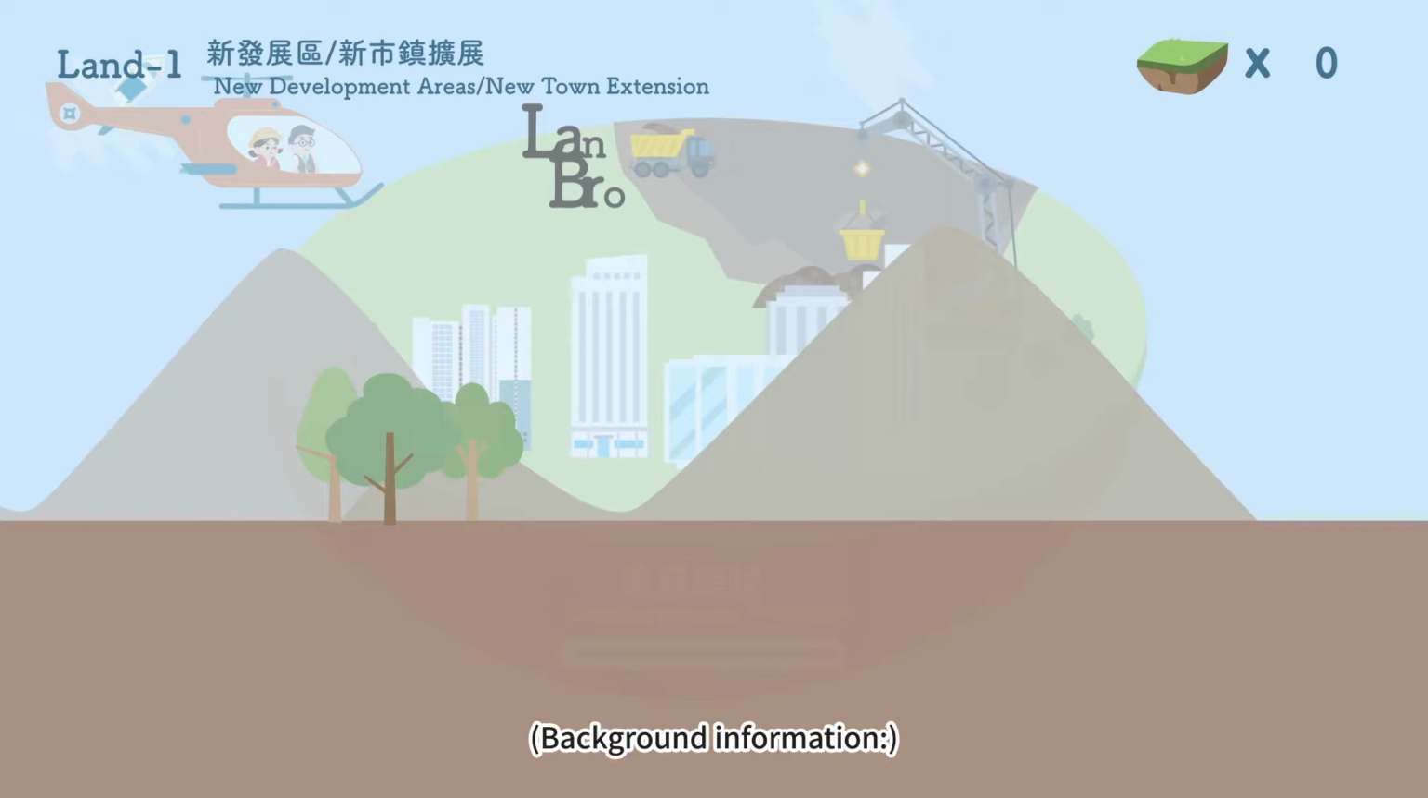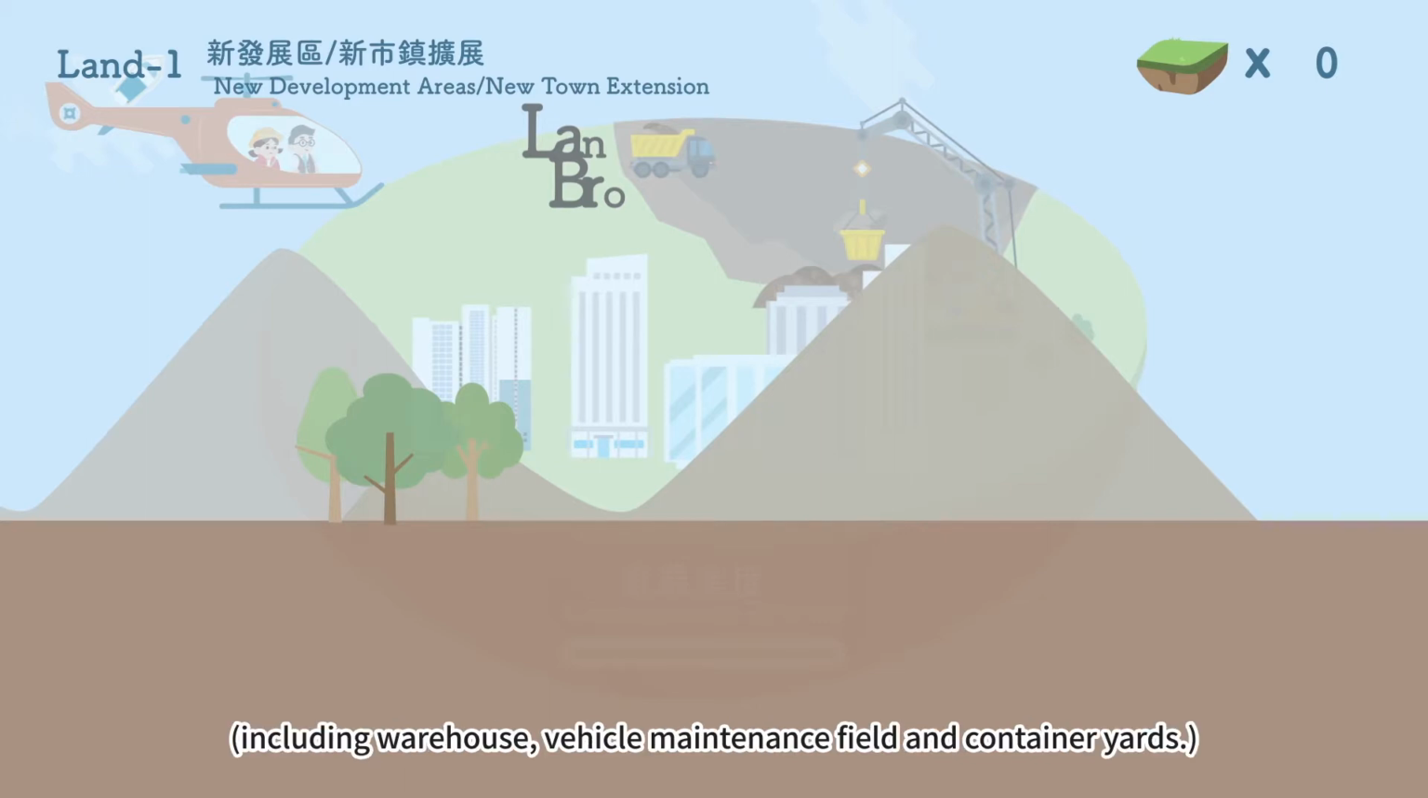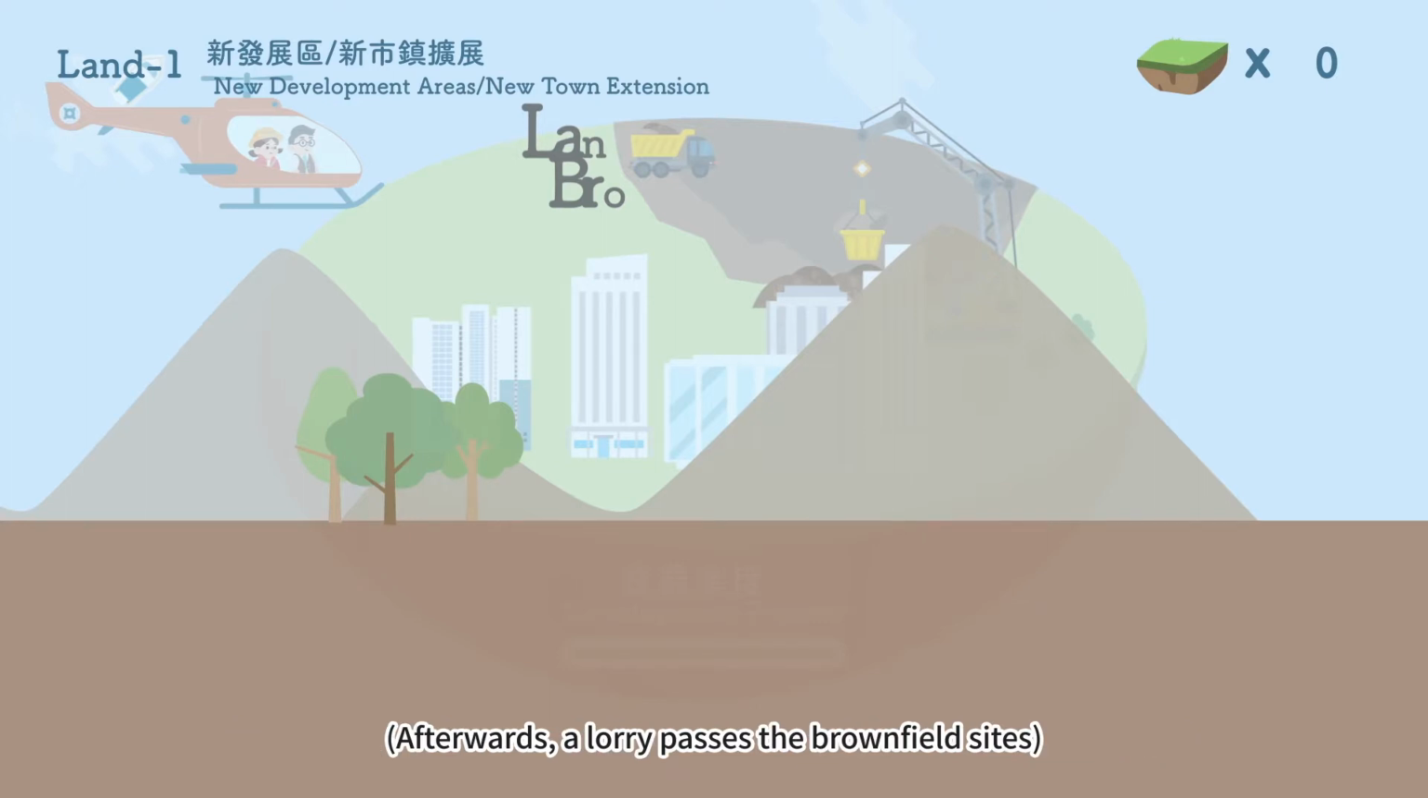Background information. The brownfield sites are about 1,300 hectares in size, in which about 540 hectares are large and intact, and the rest 760 hectares are small and scattered. The two animated characters are observing the operations on the brownfield sites in the New Territories, including warehouse, vehicle maintenance field, and container yards. Afterwards, a lorry passes the brownfield sites to collect the brownfield operations one by one.